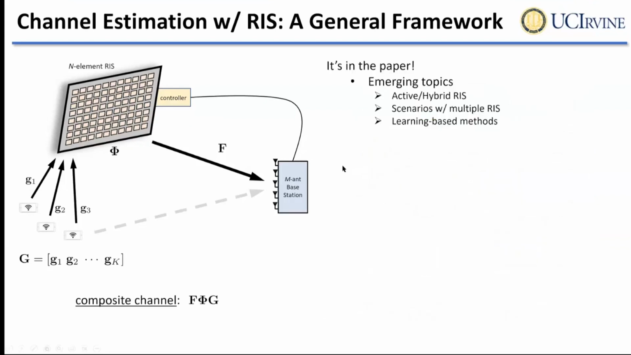relatively sparse. And then finally in the paper, we talk a little bit about some emerging topics. We talk about channel estimation with RAS 3 and 4. That's the active hybrid RAS that I mentioned here, scenarios with multiple surfaces, and also machine learning, which is becoming an important tool for channel estimation. So that's just a high-level overview of the paper. There's a lot of details in the paper, but that kind of overviews what we talk about.